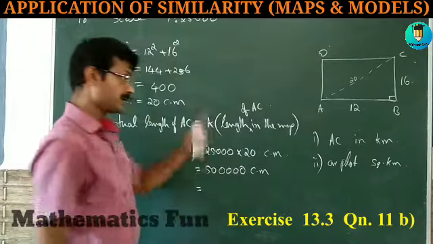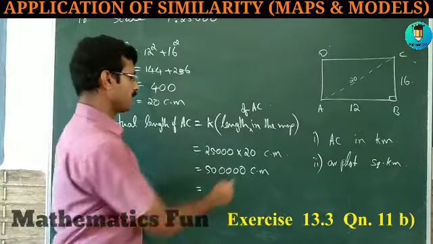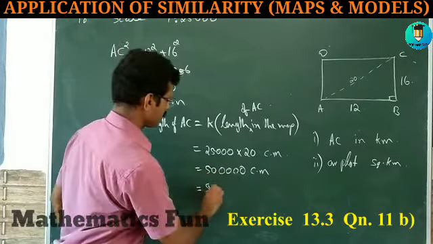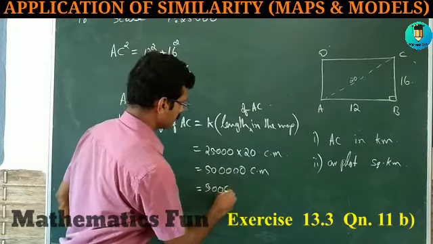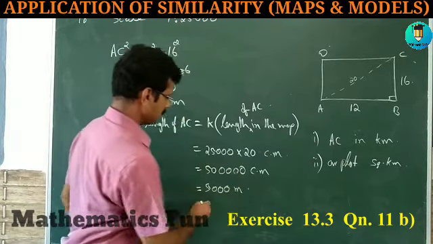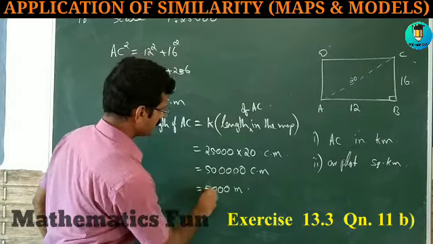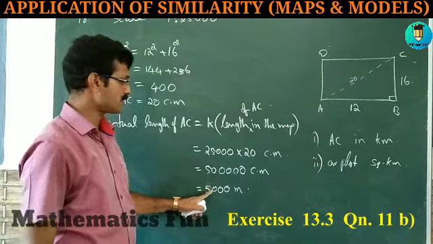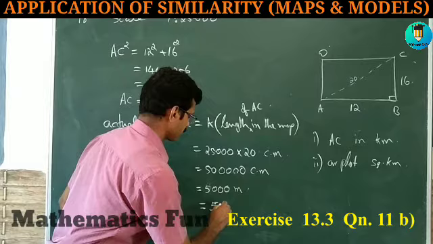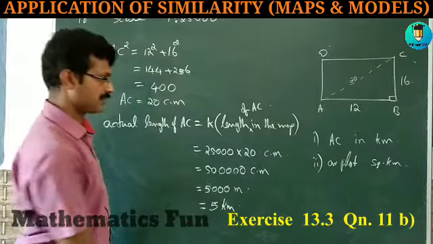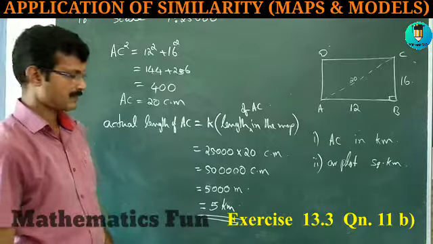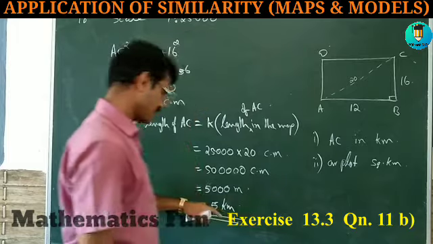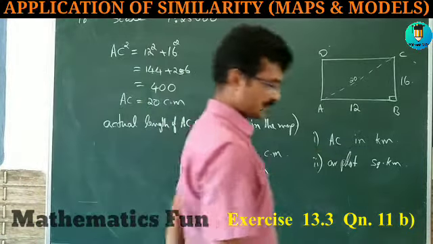That is in centimeter, but I need it in kilometer. First of all, to convert centimeter to meter, I have to divide by 100. So these 2 zeros will go, and this is meter. Now I am converting meter into kilometer. 1000 meter is 1 kilometer, so I have to divide by 1000. So it is 5 kilometers. So the length of AC is 5 kilometers. This is the first part. Actual AC is 5 kilometers.